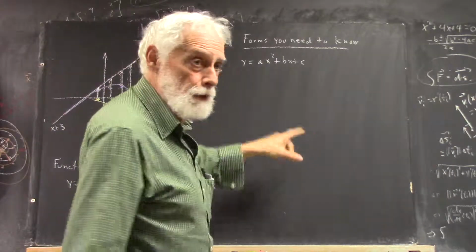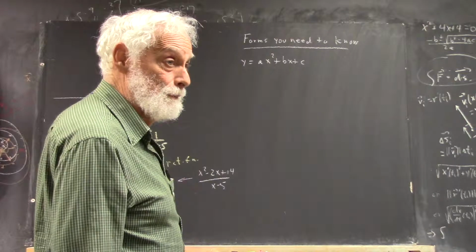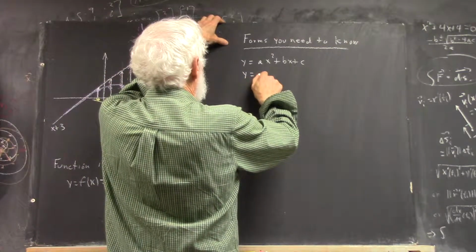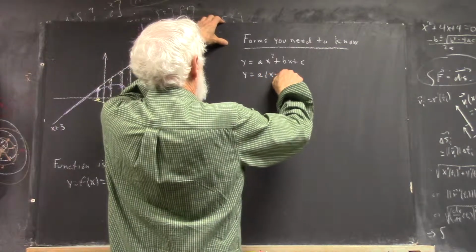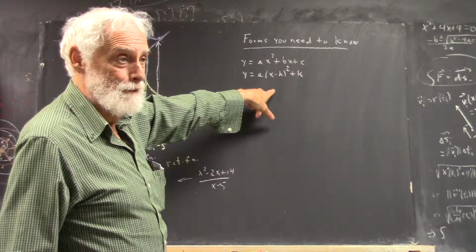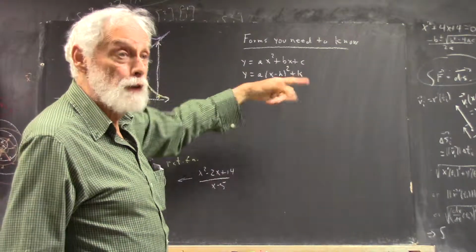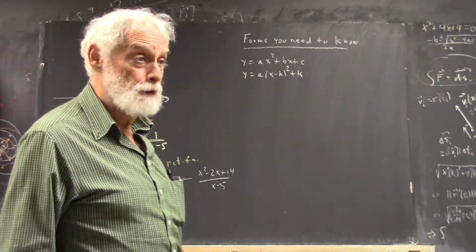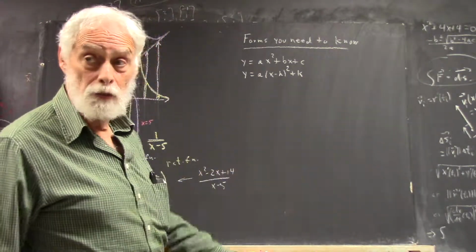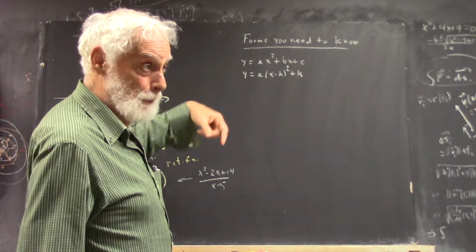What kind of function is that? Quadratic. It's a quadratic function, right? And another form is y equals a times (x minus h) squared plus k. What's that? It's the vertex form, good, of a quadratic function, right? Okay? General form, vertex form, standard form, I don't care what they're called. These are the two forms that you need to use, right?